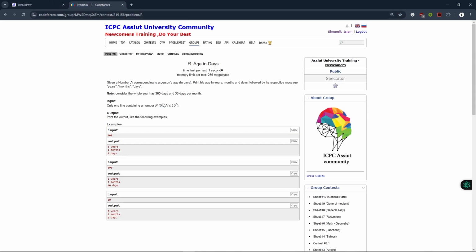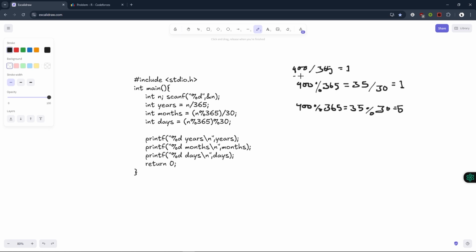So first of all, let's start. If we divide the input, which is n, by 365, so for this input 400 we divide it by 365. Since the values are integers, we get an integer value. Rather than getting 1 point something, we'll get just 1, which is the value of years. We get years easily. Now how to calculate the months?